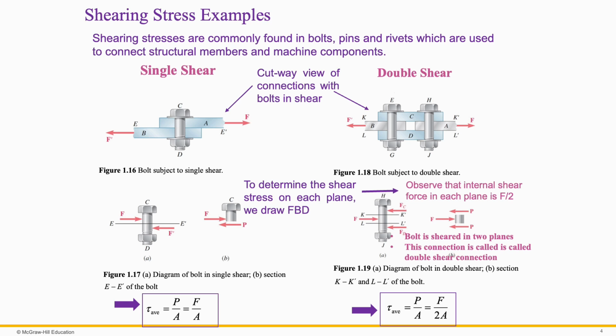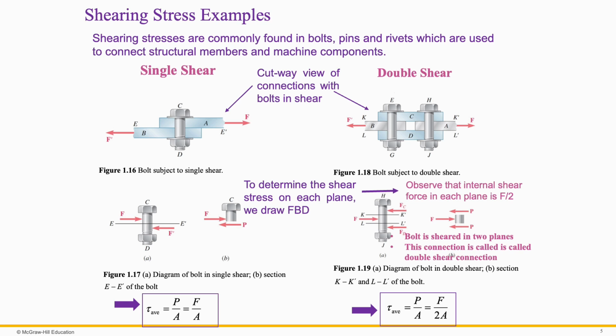Now, to understand the internal force, we draw a free body diagram as shown in figure 117. You can see in subfigures A and B how the internal shear force develops along the cross-section of the bolt. Since the shear force is acting over a single plane, the average shear stress is calculated as tau average is equal to P over A, or F over A. P represents the internal shear force, F represents the external one, and A represents the cross-sectional area of the bolt.